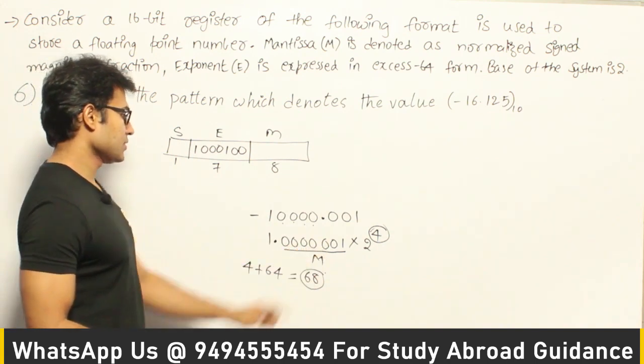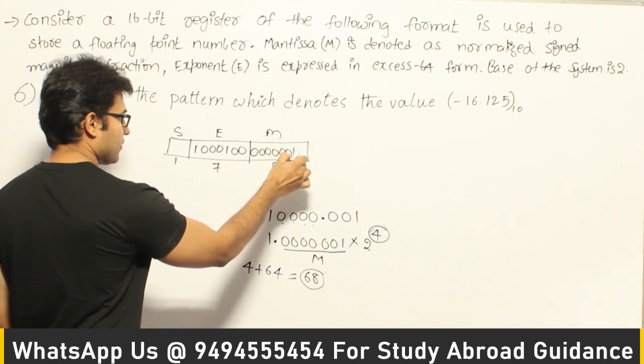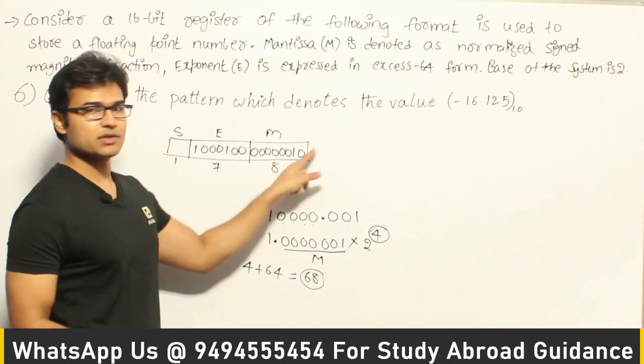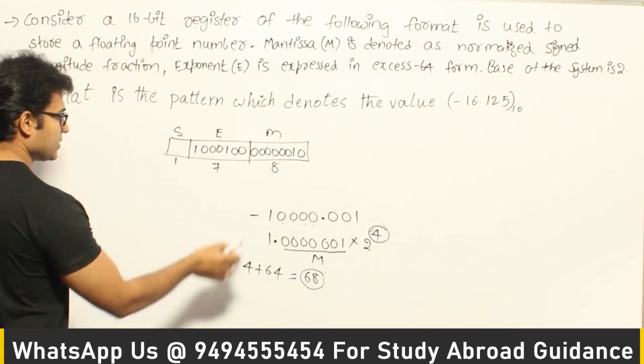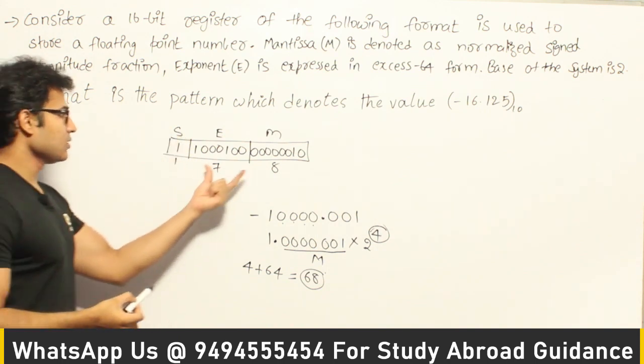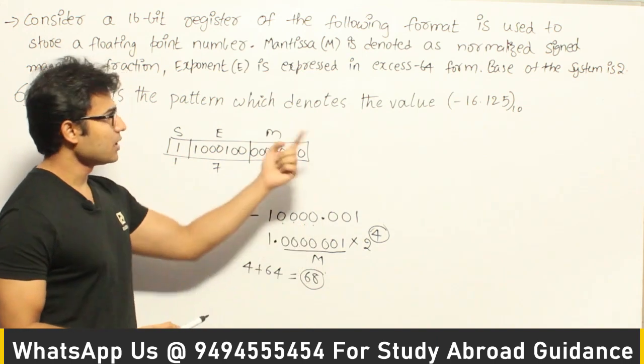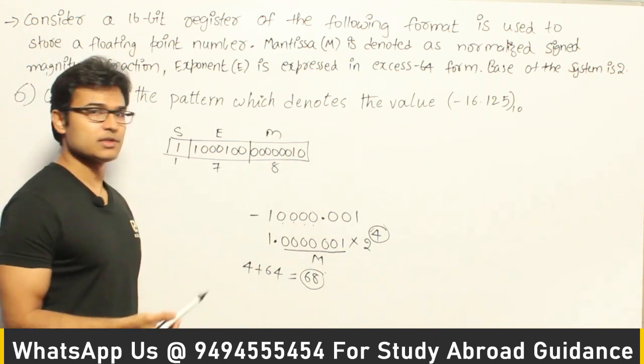And what about the mantissa, this entire part? 1, 2, 3, 4, 5, 6, 7, and the last one is 0 because 8 bits are required there. And what about the sign? Since it is a minus number, the sign bit is going to be 1. So this is the bit representation in order to represent this floating point number, minus 16.125, which is in base 10.